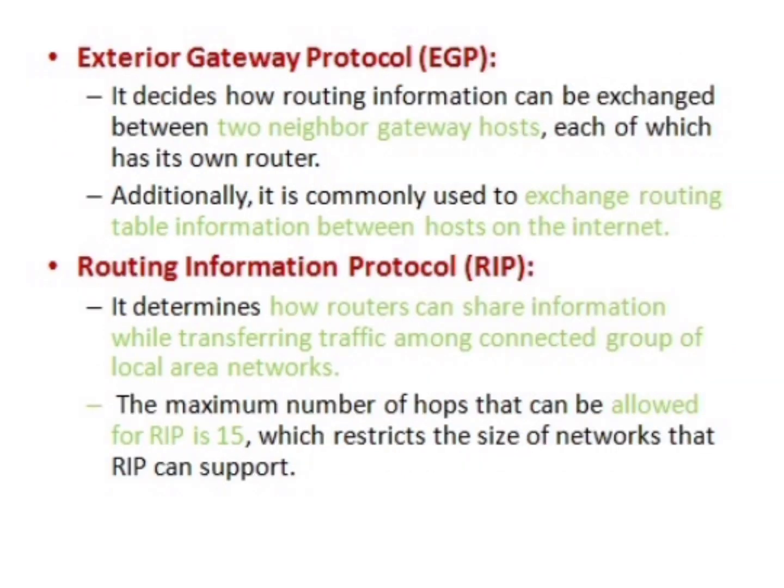Exterior Gateway Protocol. This protocol is used to exchange routing information between two neighbor gateway hosts. It is also commonly used to exchange information between hosts on the internet. Next is the Routing Information Protocol. It is used to determine how routers share information while transferring traffic among a connected group of local area networks. The maximum number of hops allowed in the Routing Information Protocol is 15.